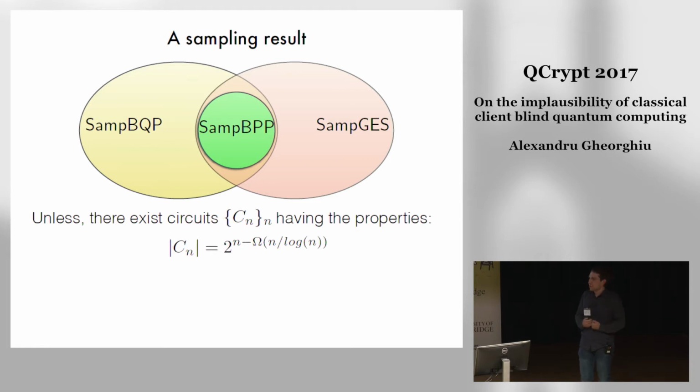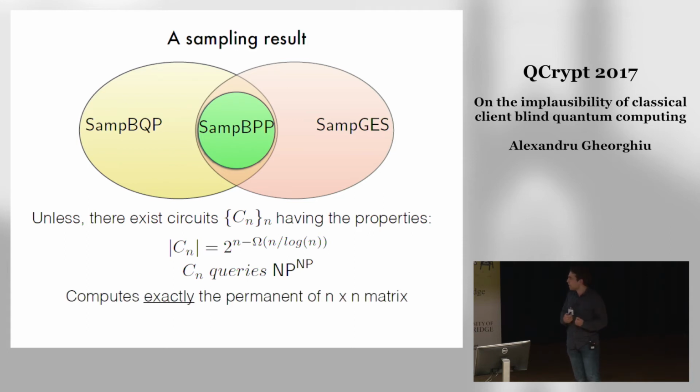So one property is that the size of these circuits is almost exponential. It's not quite exponential, and that's actually really important. The second thing is these circuits can make queries to an NP to the NP oracle. And the third thing is these circuits compute exactly the permanent of an n by n matrix. So we think that the existence of these circuits is unlikely, although the non-existence of these circuits is, in a sense, a much stronger assumption than something like, say, the polynomial hierarchy collapsing.